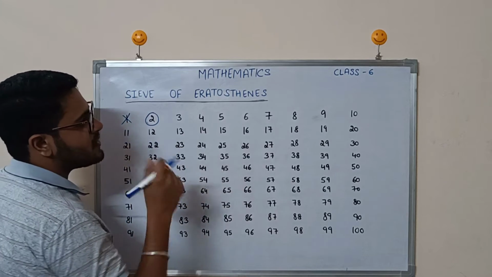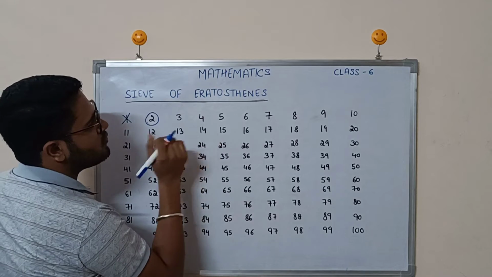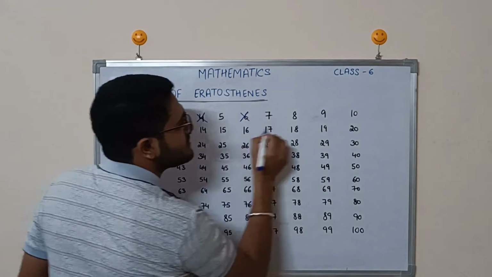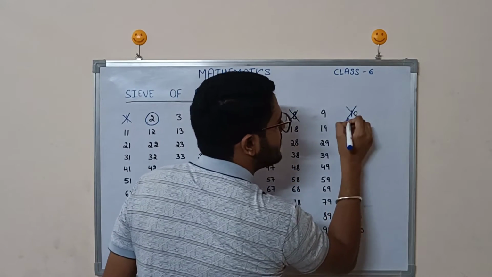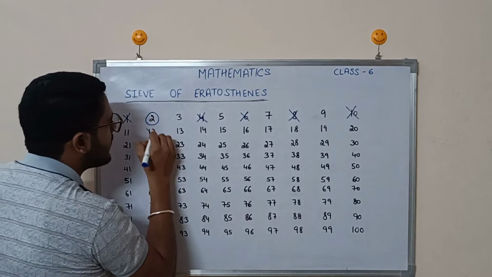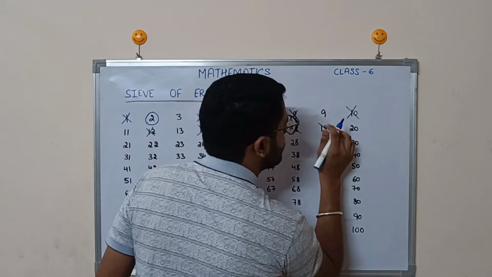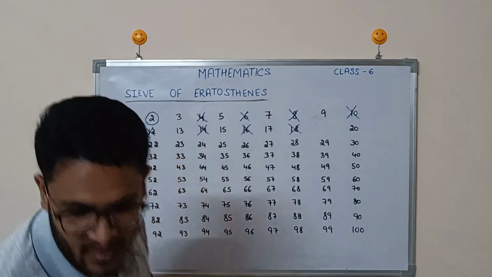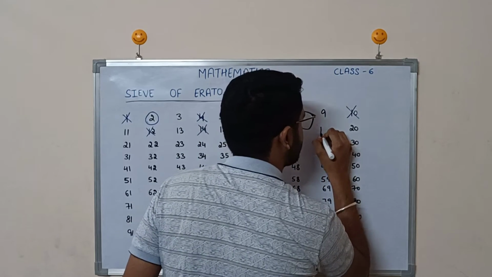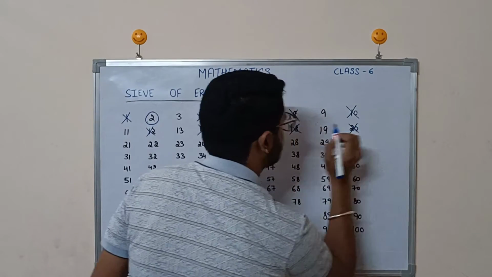Okay. So tell me what are the multiples of 2. After 2, the multiples of 2 will be 4, right? Let's cross it out. Then 6, then 8, right? Then 10. Similarly, we have to cross out all the multiples of 2. Okay? Let me do this. 16, 18, oh sorry, 19 is not a multiple. 19 is not a multiple of 2, right? 20 is a multiple of 2, cross it out.